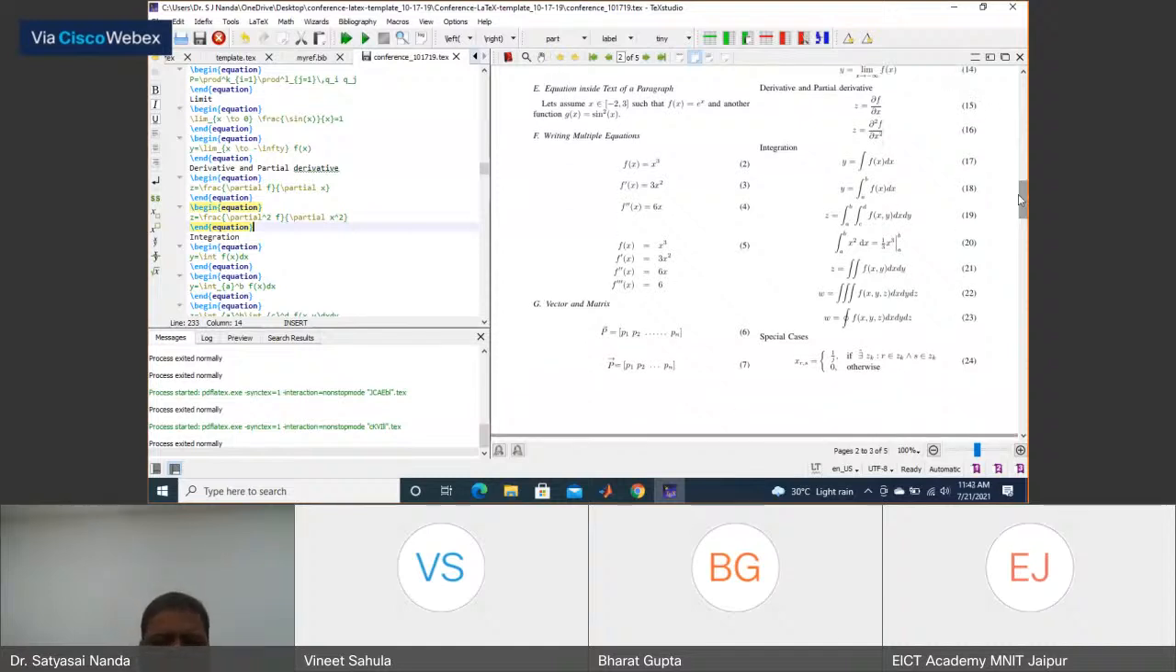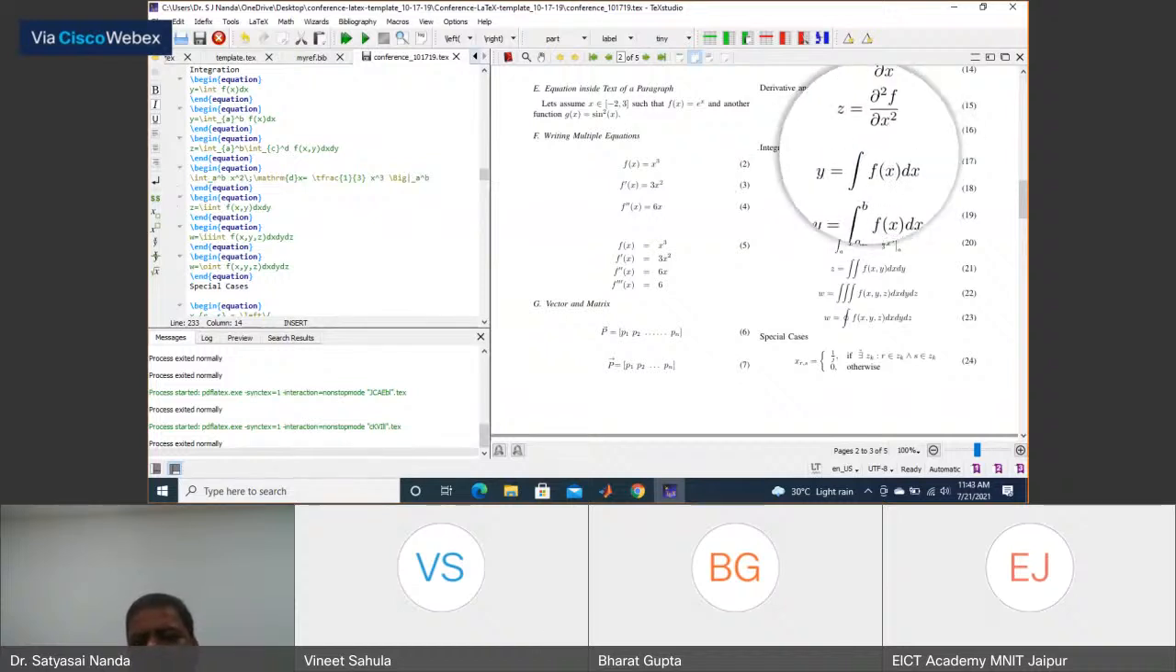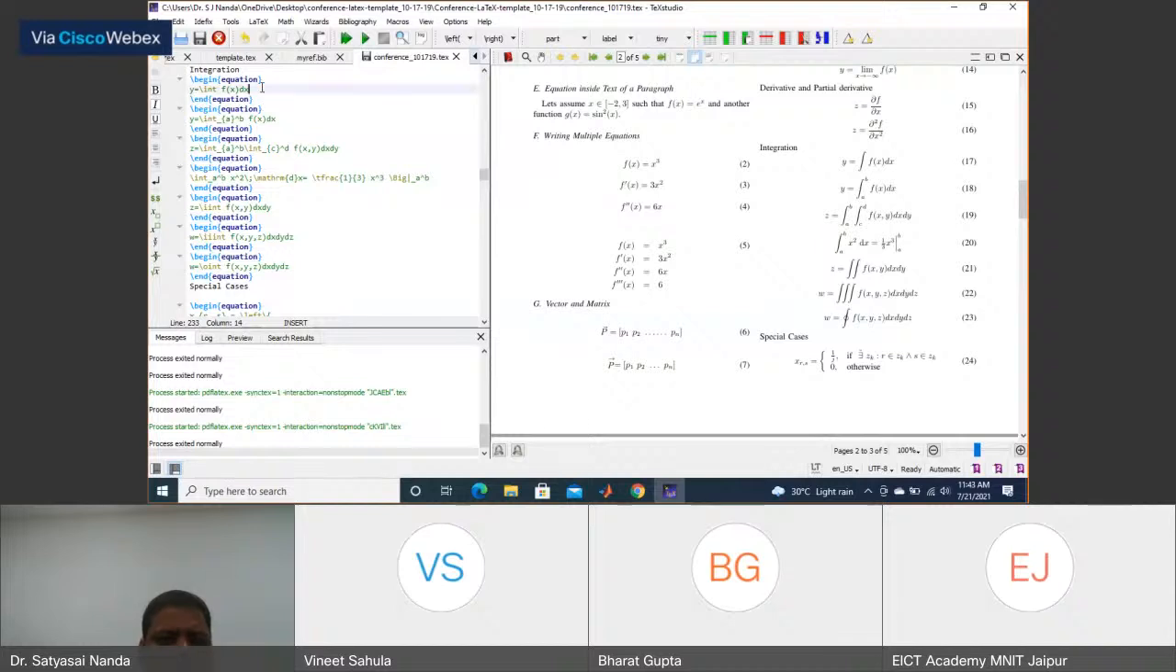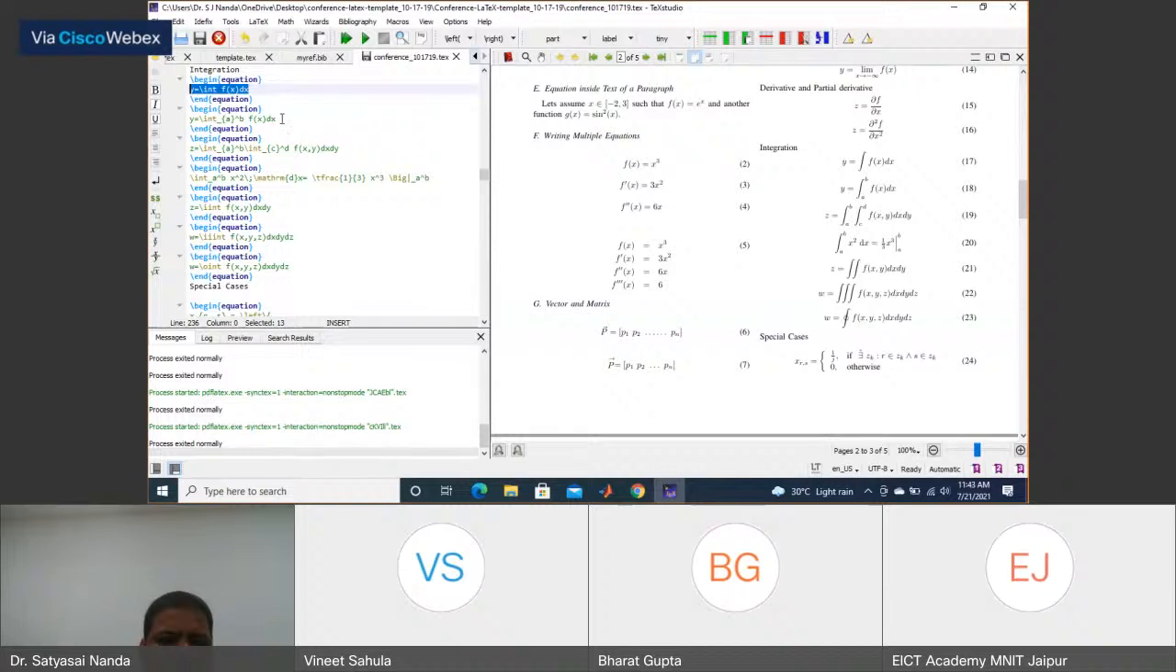Then the next important part is writing the integration in LaTeX. In integration, we have to write like this. Suppose y is equal to integral of f(x) dx. For that we will write y is equal to \int, which is for the integral, f(x) dx. Then integral with limit, like this: y is equal to integral from lower limit a to upper limit b, f(x) dx. For that, y is equal to integral underscore a, underscore is for the lower one and caret is for the upper one, so caret b f(x) dx in the same way.